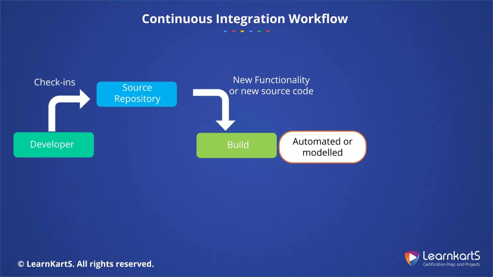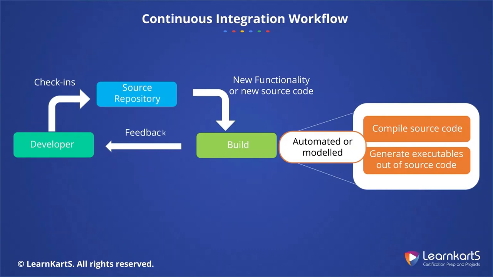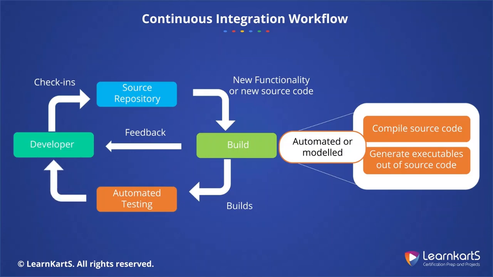As part of the build process, you will be compiling the source code and generating the executables out of your application source code. Depending on that, you can give feedback; if the build itself failed, you can send the feedback immediately to the developer. After the build, you will run the automation test cases, and if there are any issues in the test cases, you also send the feedback back to the developers.